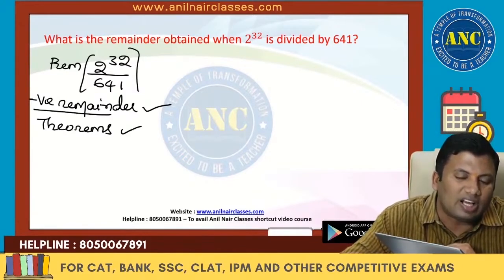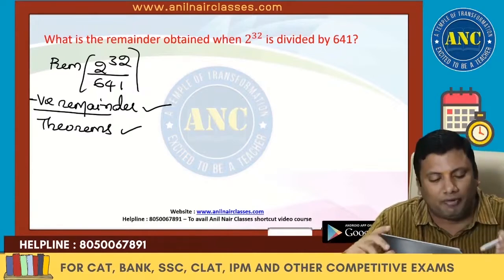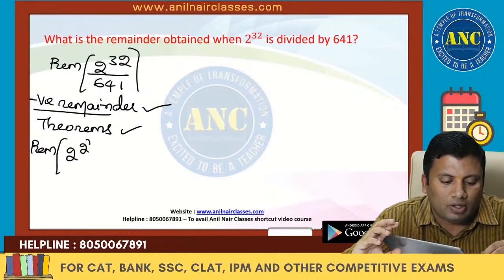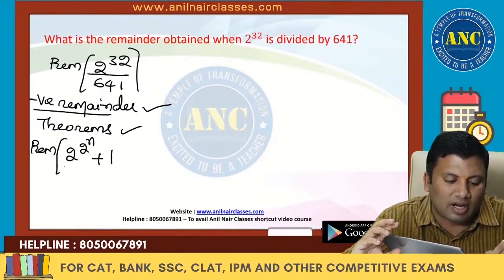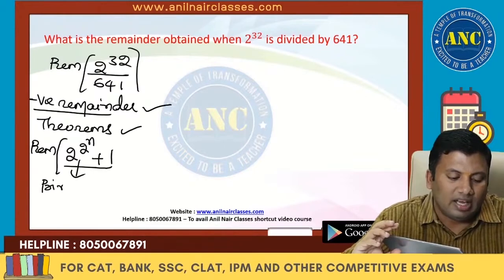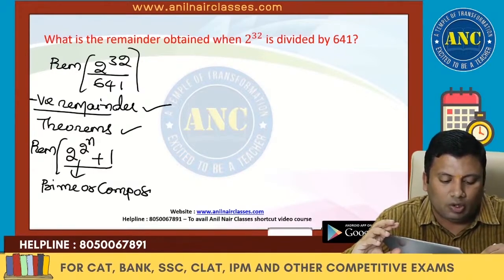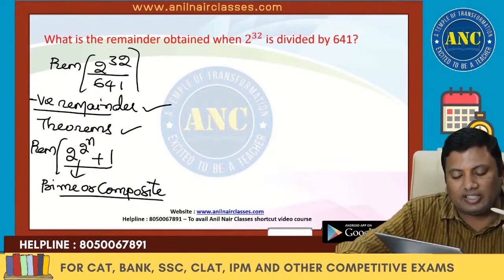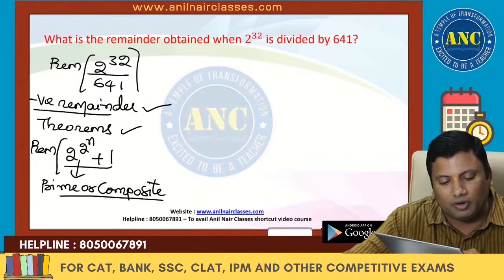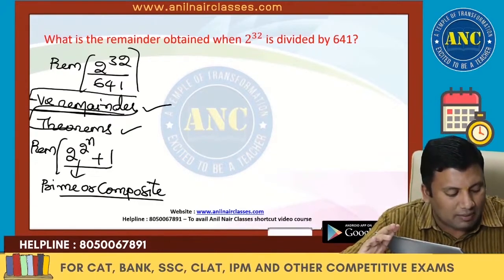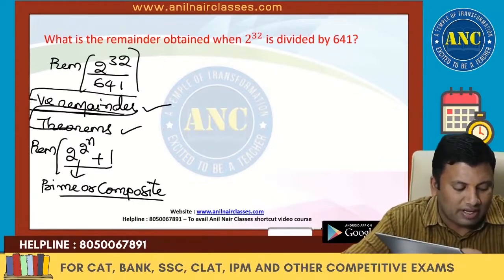This is a doubt asked by a student 2 years before. Sir, can you please tell me, 2 power 2 power n plus 1, are these prime or composite? If it is composite, why is 2 power 32 plus 1 composite? This was the doubt asked by a student some years before, so I developed a question for this. Neither the negative remainder nor any of the theorems will solve this question very fast.